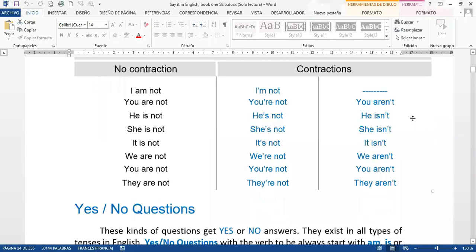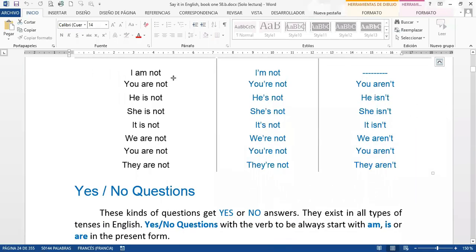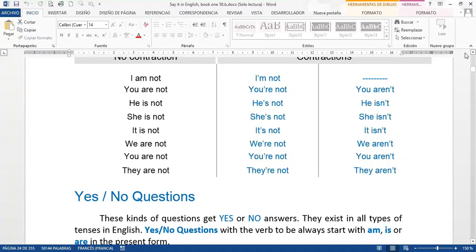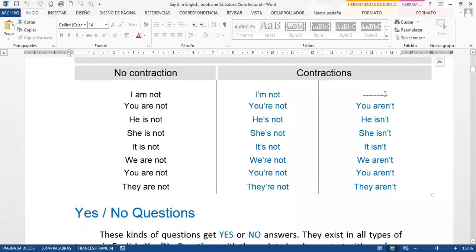Contractions, the negative form. This is important. So let's see how the contractions work. I am not. The contraction is I'm not. The I and the verb to be, am, is contracted. We have I'm, but not I amn't. I am not. Okay. So let's see. A second contraction, we don't have a second contraction. This is the only contraction of the first person. You are not. Contraction, you're not, or other contraction, you aren't.